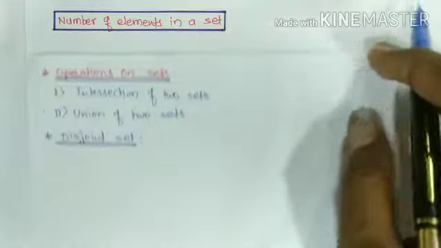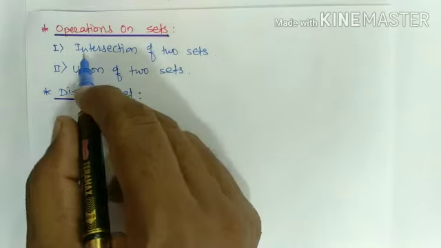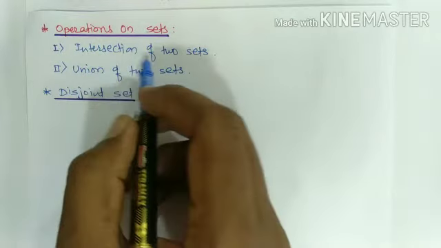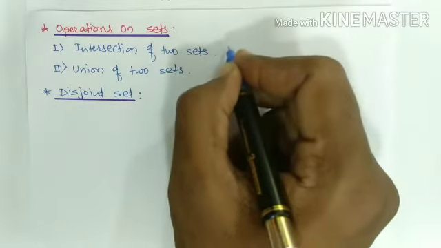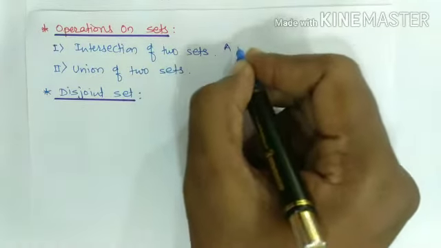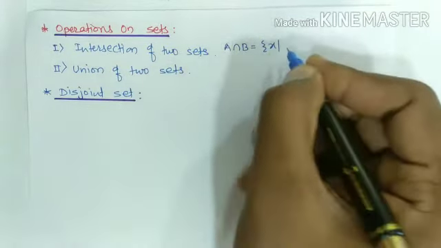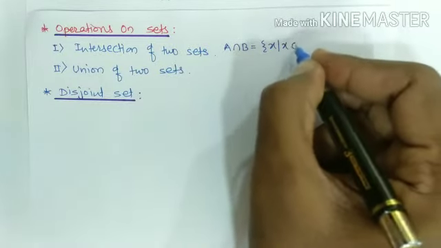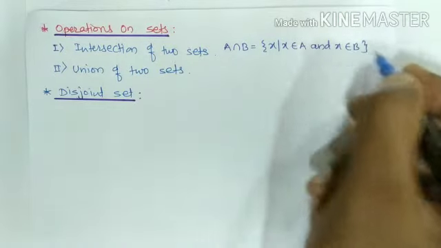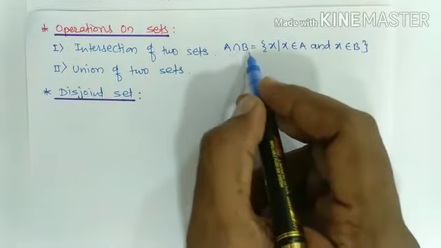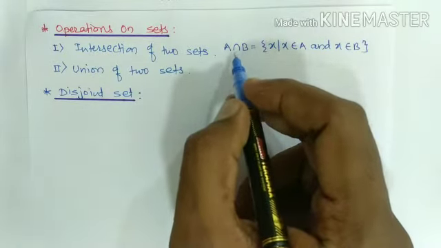In the previous video we studied the operations on sets. The first operation is the intersection of two sets. For the given two sets A and B, A intersection B is the set of all x such that x belongs to A and x belongs to B. It means the set of common elements in the two sets is called the intersection of the two sets.